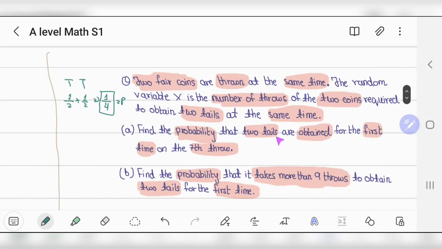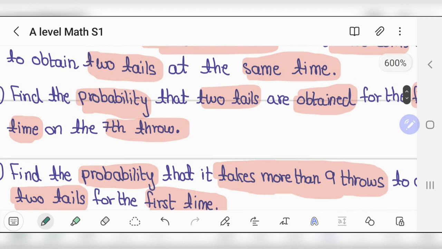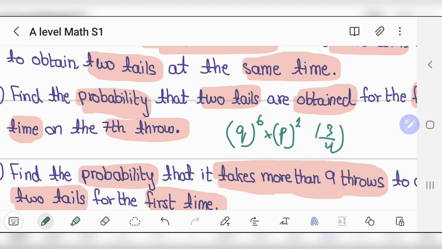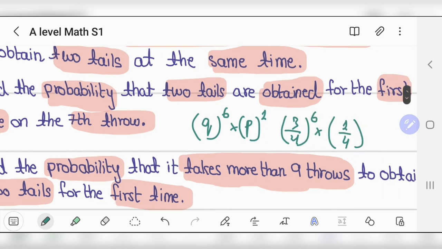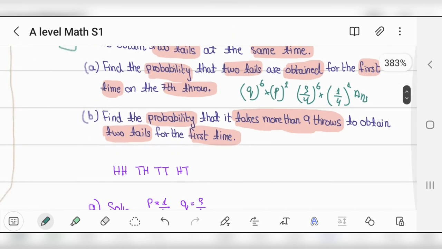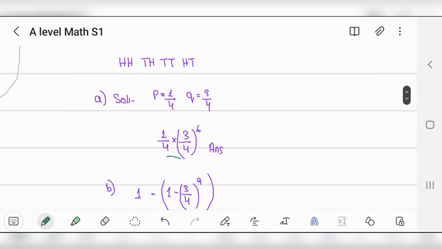Find the probability that the two tails are obtained for the first time on the seventh throw. Okay, so after throwing so many times till the sixth, 1, 2, 3, 4, 5, 6, so it's going to be q, the probability of failure, and then you get the first success on the seventh throw. Probability of success is this. So q is 3 upon 4 to the power 6, and then to the power 1, and this is the answer.